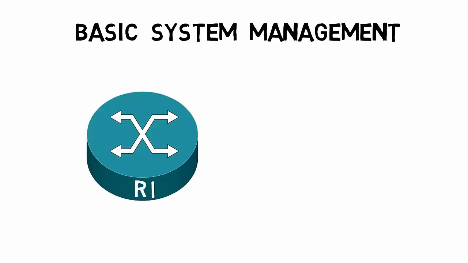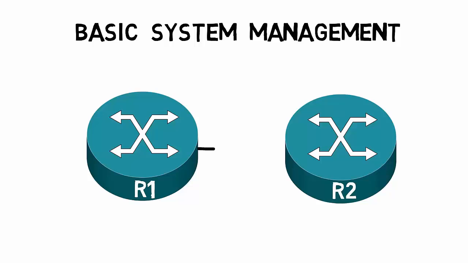In today's lesson, we're going to be looking at the basic system management of an Alcatel Lucent 7750. So let me introduce you to the topology. We will have two 7750s, R1 and R2. They will be on the 10.1.12.0/24 network, with R1 being .1 and R2 being .2.